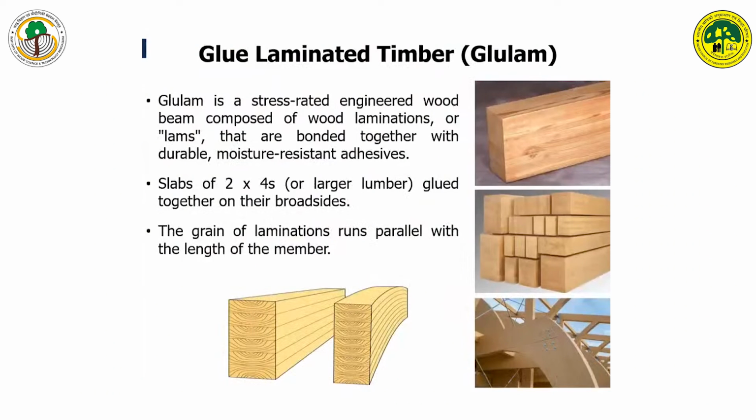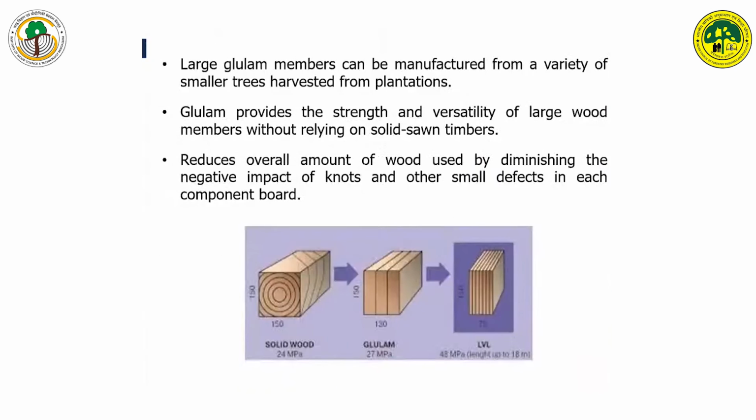And then another product which I am going to give some introduction about, the Glulam. It is also a very versatile wood product where bigger slabs of 2 inch by 4 inch are generally glued together side by side or on the broader side to make the Glulam. So Glulam is also a kind of structural composite which is being used for different applications. In our institute building, we will be using this Glulam also for making different elements in the building. And here the grains of these laminations run parallel, like LVL, along the length of the members. Glulam members can be manufactured from a variety of smaller trees harvested from plantations, just like LVL.